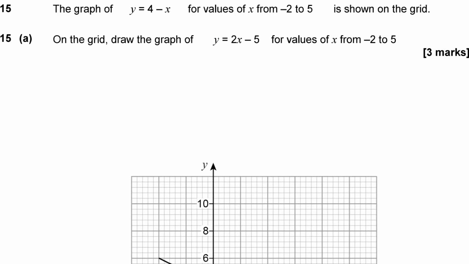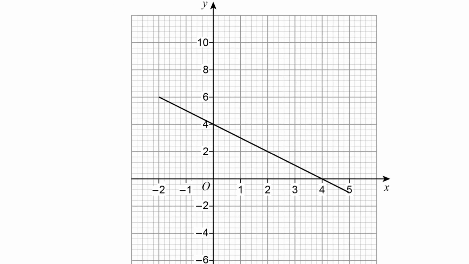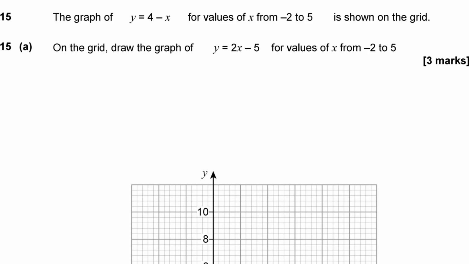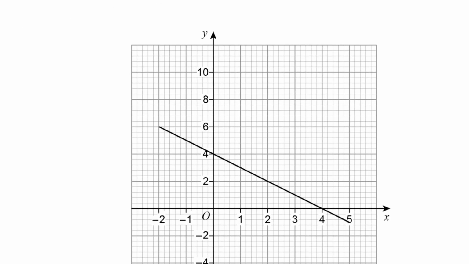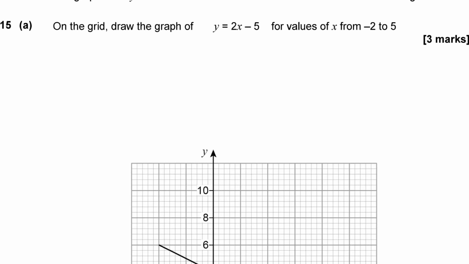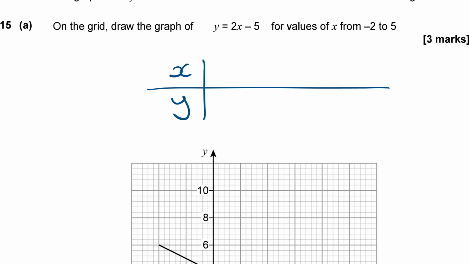The graph of y equals 4 minus x for values of x between -2 and 5 is shown on the grid. 5a. On the grid, draw the graph of y equals 2x minus 5 for values of x from -2 up to 5. Okay, so we need to draw another graph on here. Now, in order to draw a graph, the easiest way to do it is to plot a table of values first. So work out our coordinates, really. So we need to go from -2 up to 5.